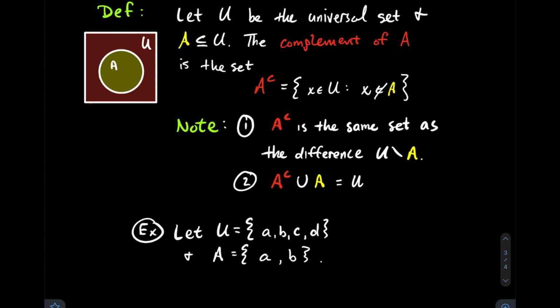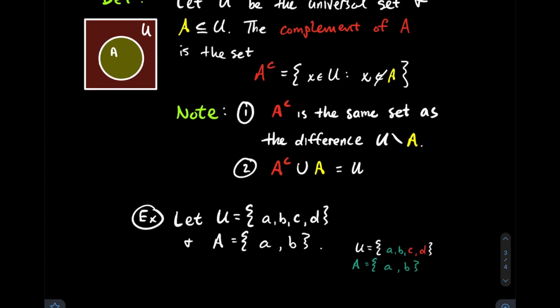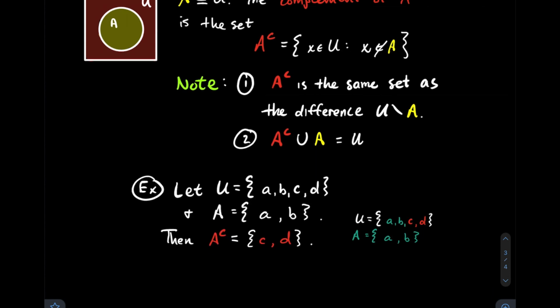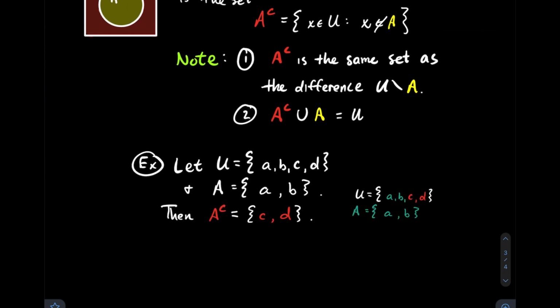So let U be the set {a, b, c, d}. And let's just let A be the letters a and b. And the goal is to figure out what the complement of A is. The strategy to do that: look at the universal set and tell me what are the things that are in U that are not in A. And I've tried to make that easy. I see that c and d are the stuff that's in the universe that's not in A. And so A^C would just be the set {c, d}.